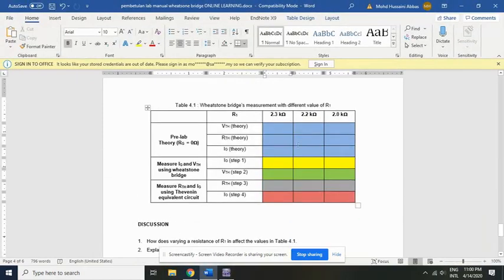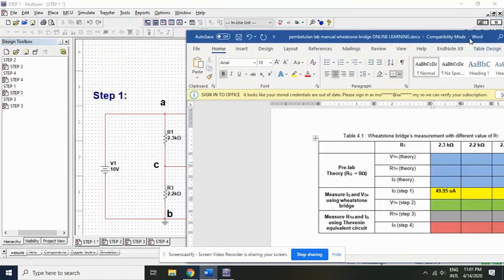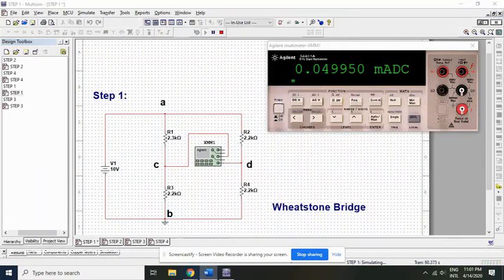So the answer for our first step, you're going to write right here where we have our resistor value equal to 2.3 kilo ohm. From the Wheatstone bridge, you're going to write the answer here: 49.95 microampere will be our first answer from step 1, to measure the Ig. Still we are using the resistor value of 2.3 kilo ohm.